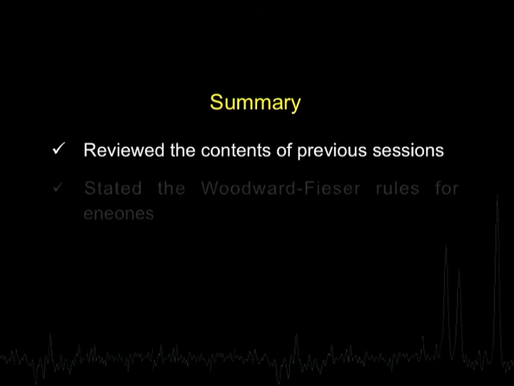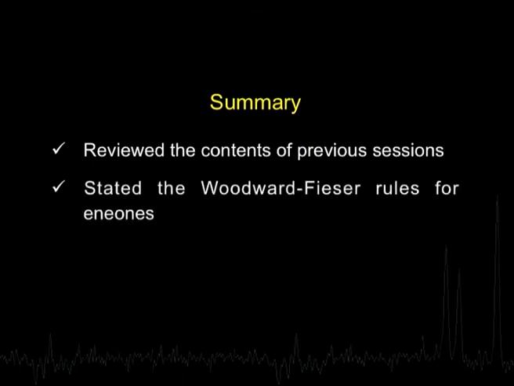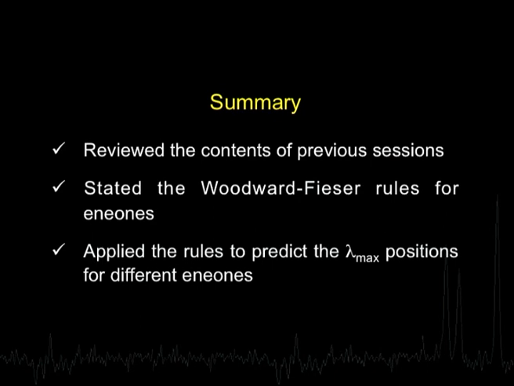Okay. Now let's sum up what we've done today. We started by reviewing the contents of the previous sessions, and thereafter we stated the Woodward-Fieser rules for enones. We started by talking about the basis of it and then stated these rules, and having done that, we applied these rules to predict the lambda max position for a variety of molecules, different classes of molecules, all containing enones as the basic chromophore. Now with this we come to the end of our discussion on UV-visible spectroscopy. In the next session we will talk about IR spectroscopy.